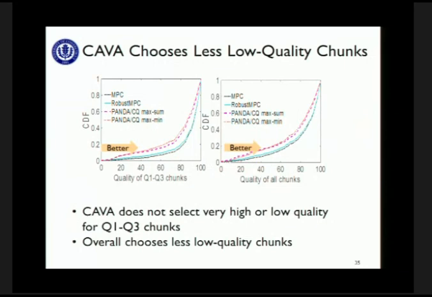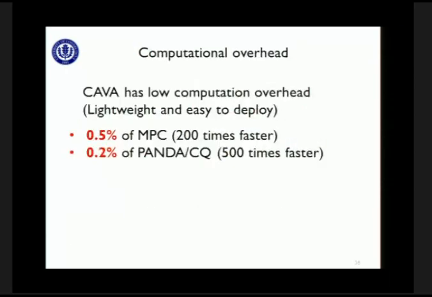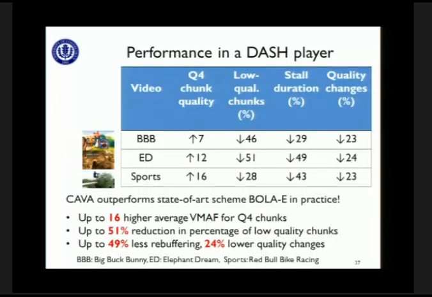And Kava chooses less low quality chunks for the Q1 and Q3. So overall it chooses less low quality chunks. That means our quality is going to be better than existing schemes. And again, it's about 200 times faster. This is about 500 times faster than the Panda.